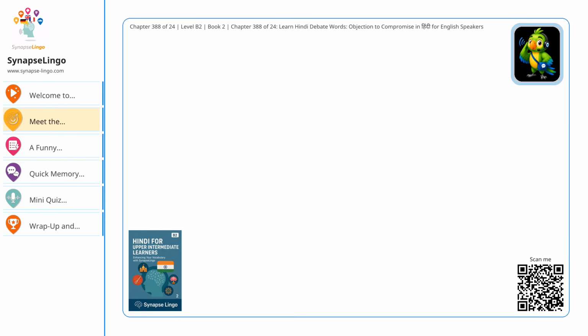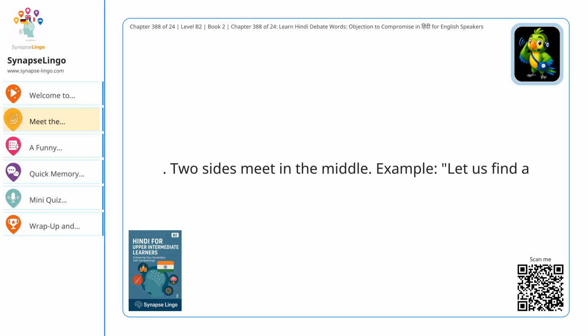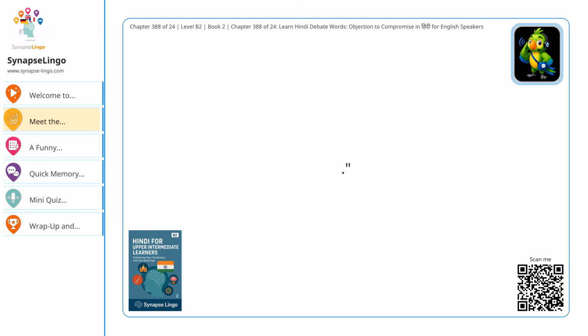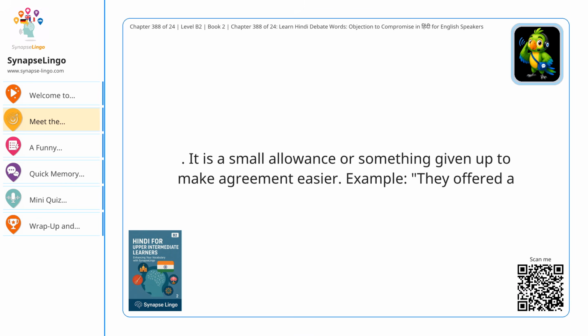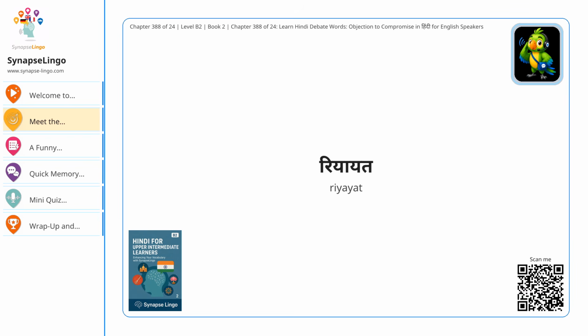Compromise is Samjhota. Two sides meet in the middle. Example: let us find a Samjhota. Concession is Riayat. It is a small allowance or something given up to make agreement easier. Example: they offered a Riayat.